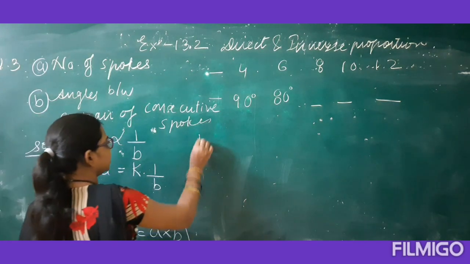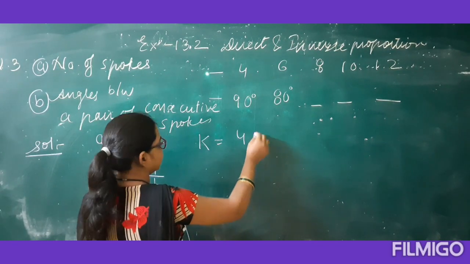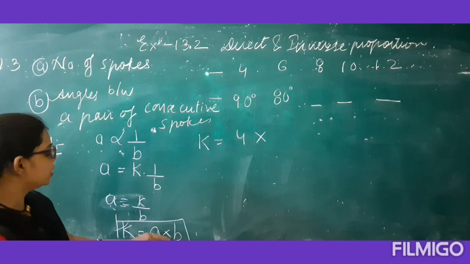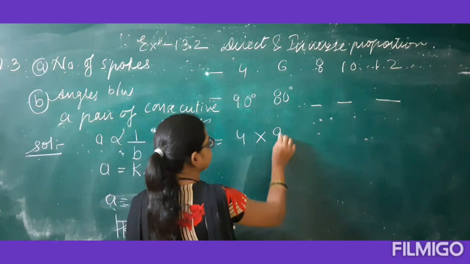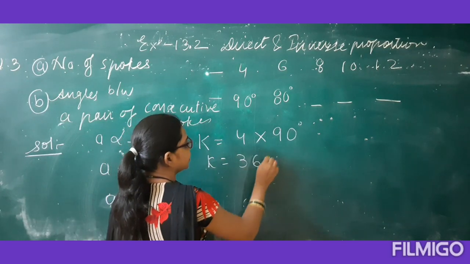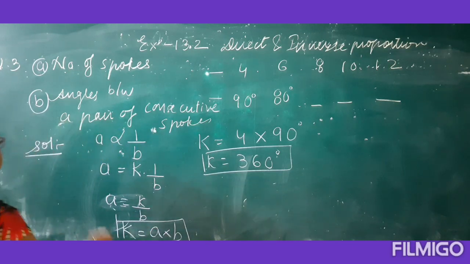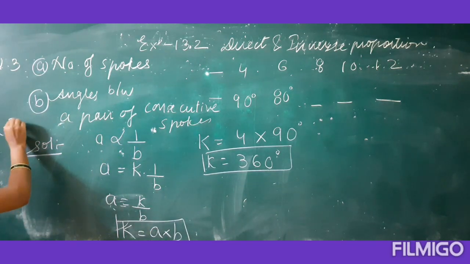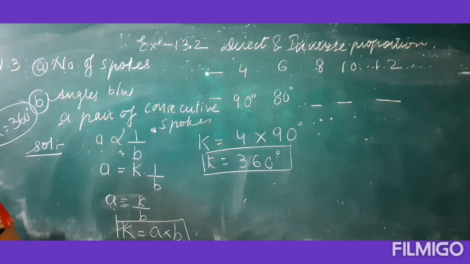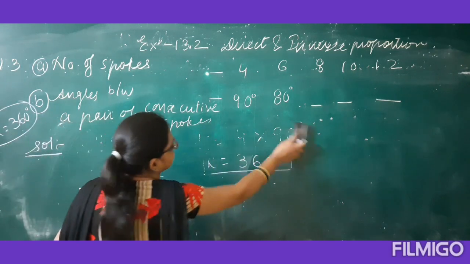So I am given with k. If I take a as the number of spokes and b as the consecutive angle between them, so b is how much? 90 degree. So 9 4s are 36, 360 degree. So what is the value of k here? We have found out, k equals 360 degree. This will be used. So let's find out for the first.